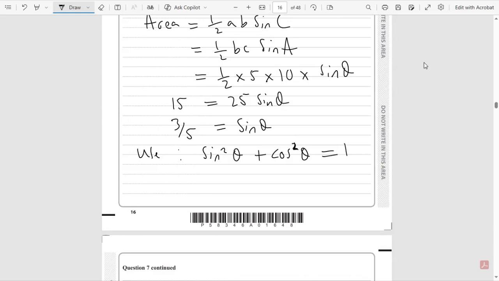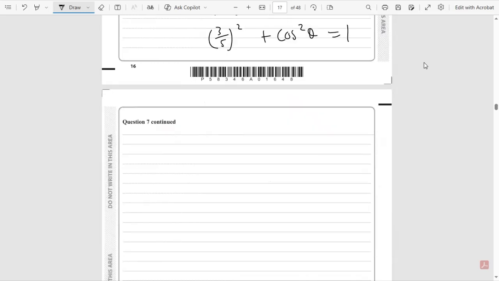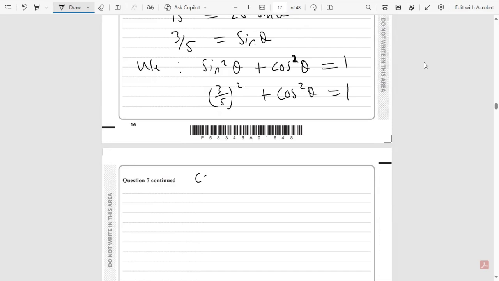Perfect. So let's sub in 3 over 5 into here. So 3 over 5 squared plus cos squared theta is 1. Therefore, cos squared theta is going to be 1 minus 3 over 5 squared. I'm just going to do this on my calculator. That gives us 16 over 25.